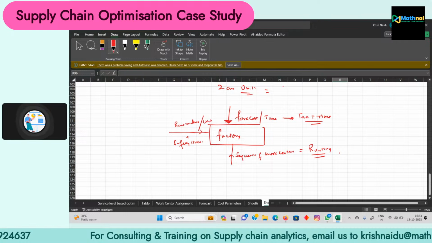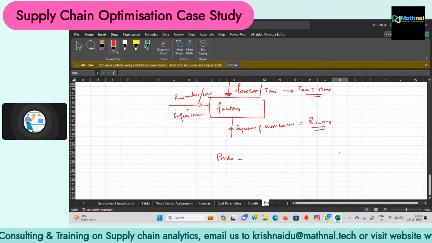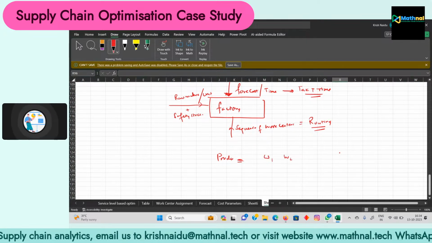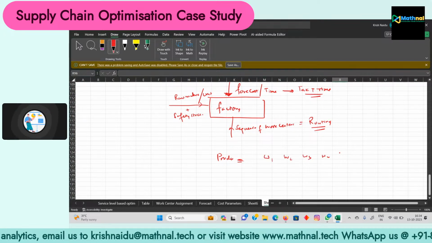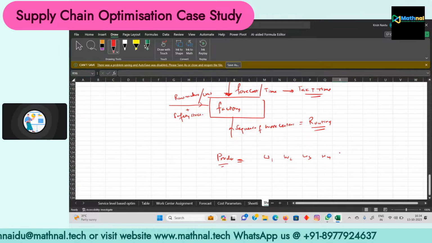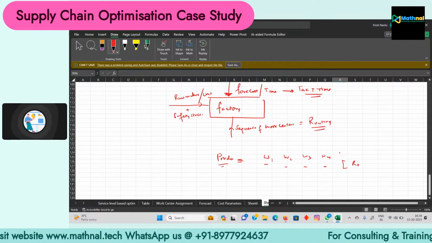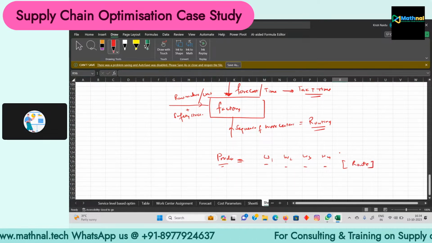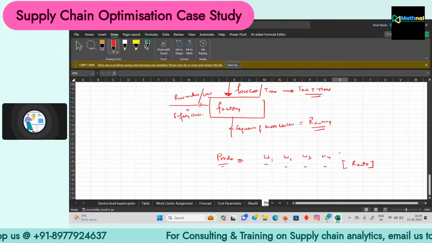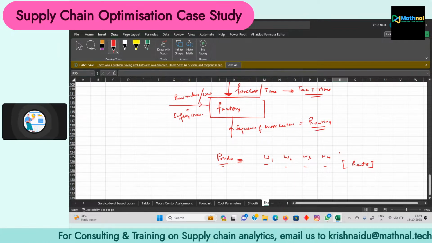So what is a route? Suppose you have to produce a product. The product has to go through multiple work centers. Suppose work center one, work center two, work center three, work center four. If this product is passing through work center one, two, three, and four, then we say this is a route. So the sequence of work centers has to be defined for a product, and that sequence of work centers is called routing.